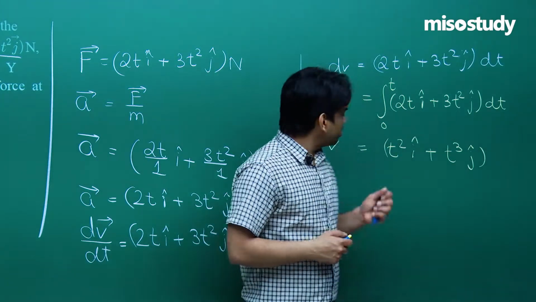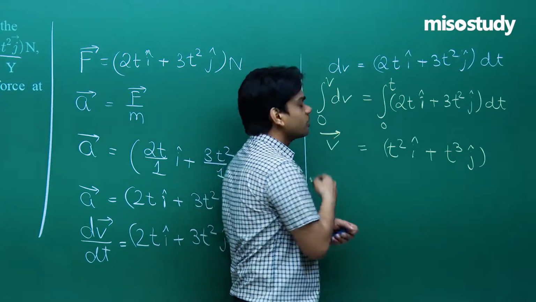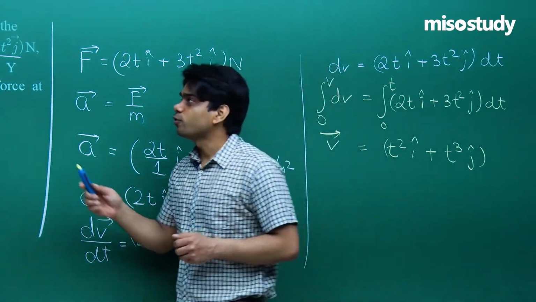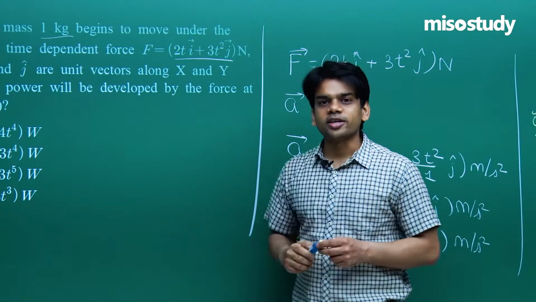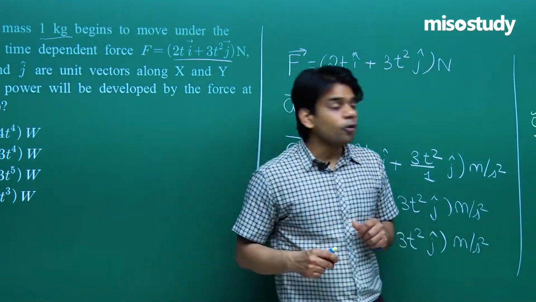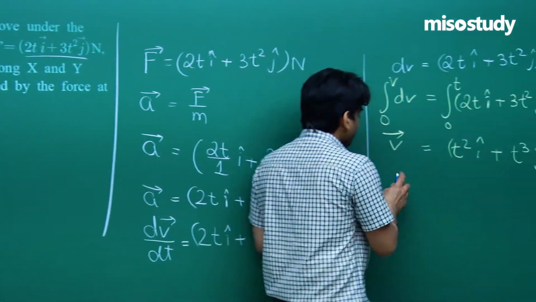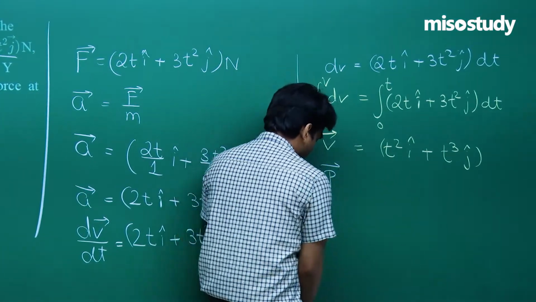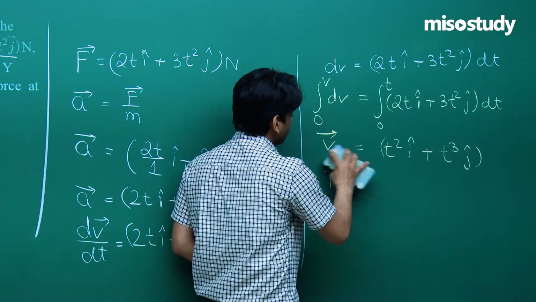Next, we got the velocity function and we already have the force, that's 2t i cap plus 3t square j cap. Power delivered at any particular instant of time is the dot product of force and velocity. So straightaway you can write power is equal to F dot V.